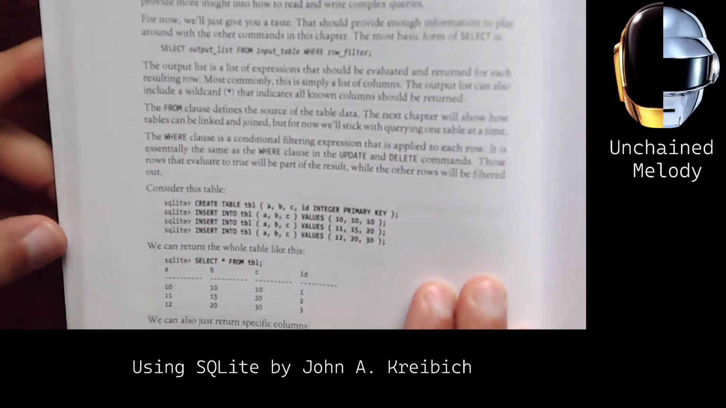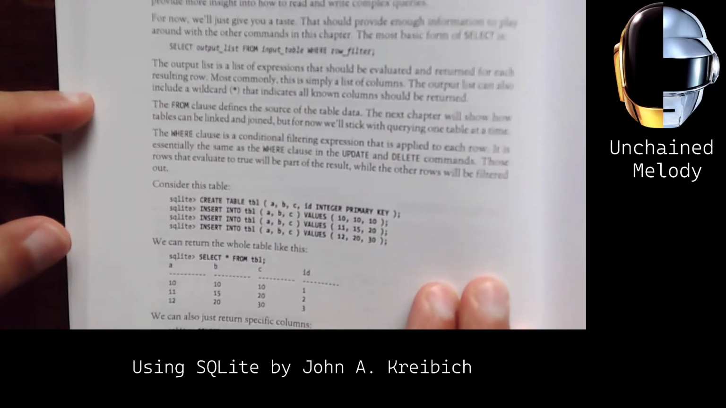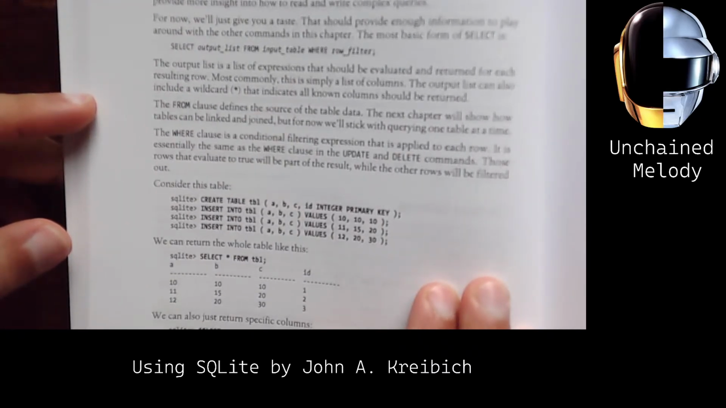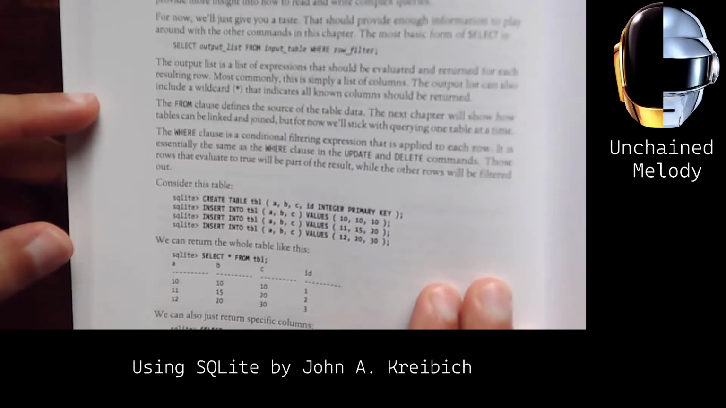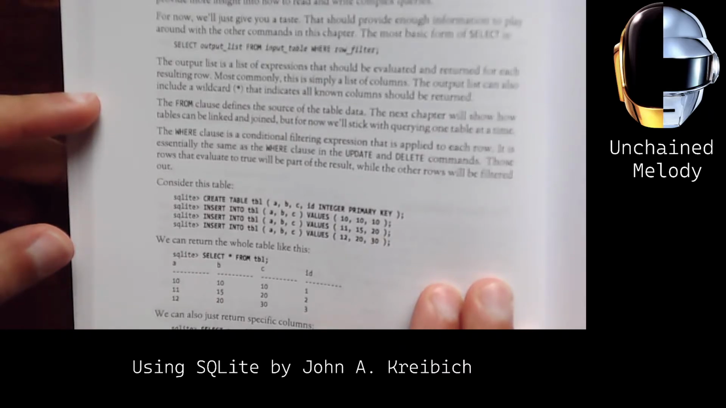For now, we'll just give you a taste that should provide enough information to play around with the other commands in this chapter. The most basic form of select is: select output list from output table where row filter. The output list is a list of expressions that should be evaluated and returned for each resulting row. Most commonly, this is simply a list of columns. The output list can also include a wildcard, indicating that all known columns should be returned.